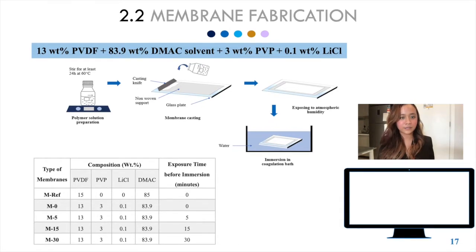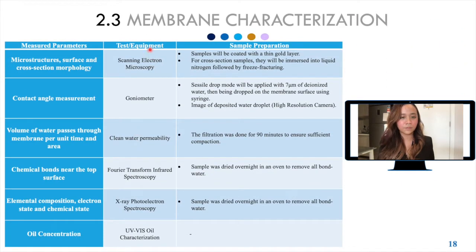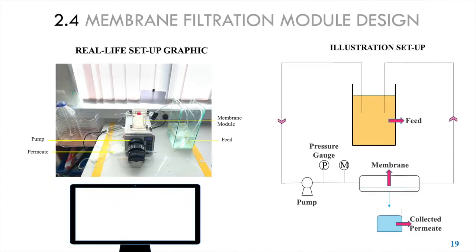For membrane characterization, this table shows the characterization methods utilized in this experiment. Those properties of the membranes are important to evaluate the hydraulic performance and to assess if the proposed membrane fabrication method was effective in enhancing the properties and performance of the resulting membranes.